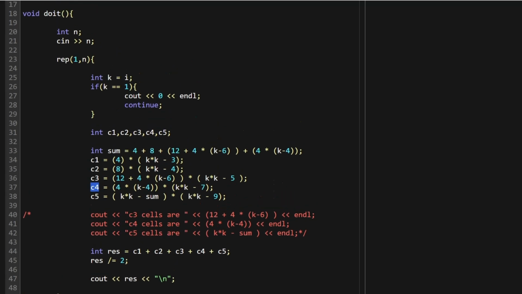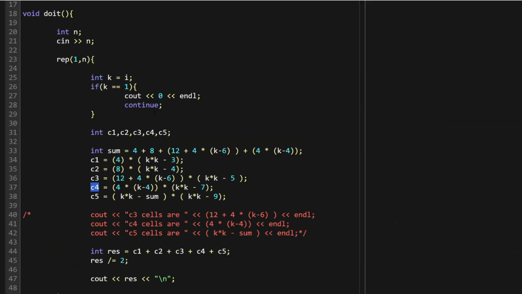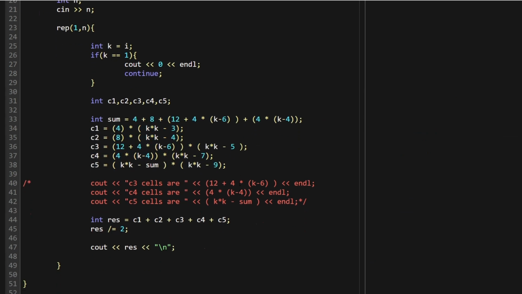So that's pretty much it for this problem. It's a simple combinatorics problem, I would say. And just by drawing the chessboard, you can extract these equations and get the answer real fast.